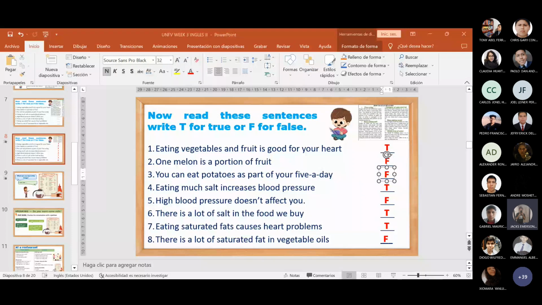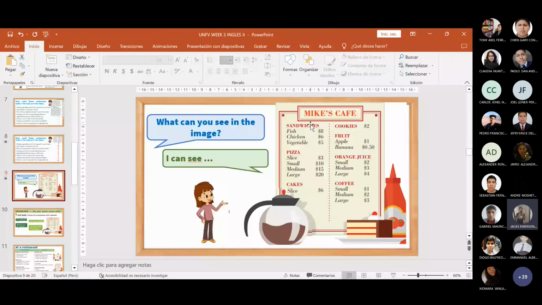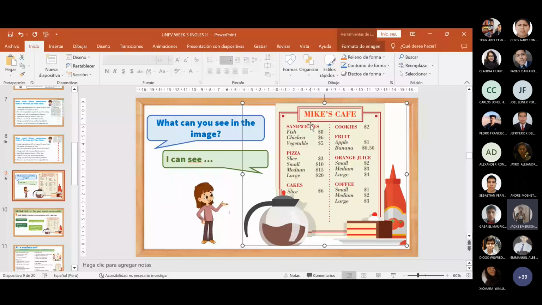Okay, you can see the answers on the screen, no? True, false, false, true, false, true, true, false. Related to the reading, how to stay healthy. Now you have a simple question related to the first picture at the beginning of the class. Mike's Cafe. This is a menu, no? What can you see in the image?